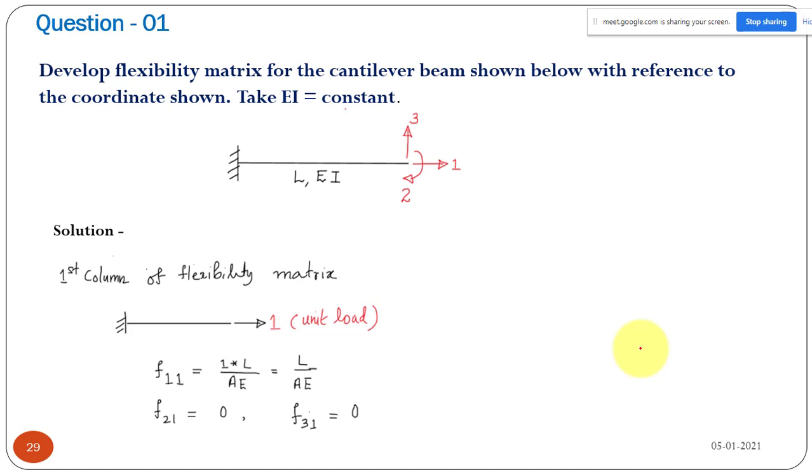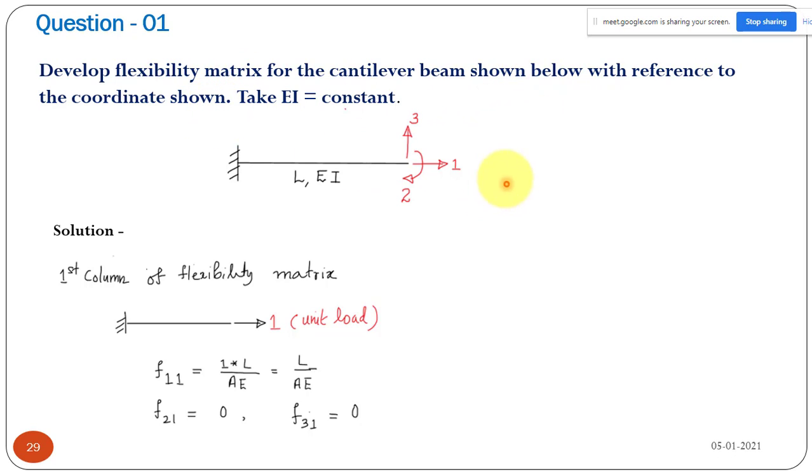So first question, develop the flexibility matrix for the cantilever beam shown below with reference to the coordinates shown. Take AE as a constant. Okay, so I think I can explain this, maybe it is simple. This is a cantilever beam, and with the given coordinates, we have to develop a flexibility matrix.